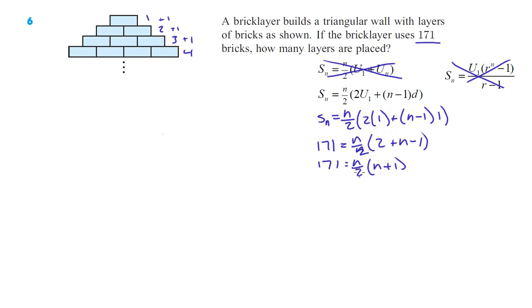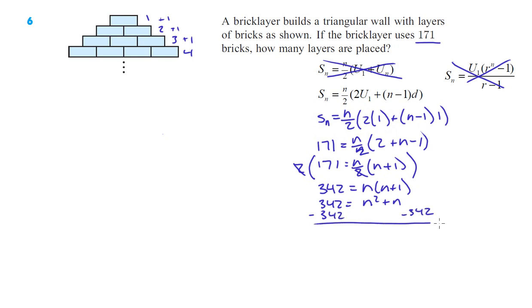All right, now we have this fraction here. Best thing I think we could do here is multiply both sides by 2, and it'll get rid of that fraction. So 171 times 2 is 342. And then these 2's cancel each other out. We have n times n plus 1. So we have 342 equals, distribute that n through, and we get n squared plus n. Right? Now, we're going to subtract 342 from both sides. And that is going to give us 0 equals n squared plus n minus 342.